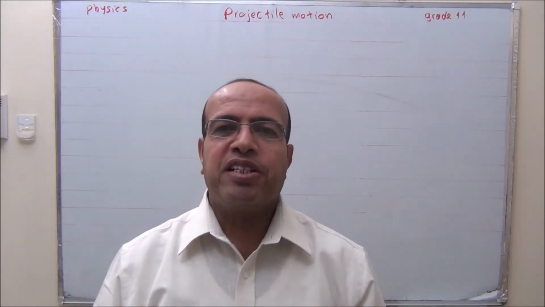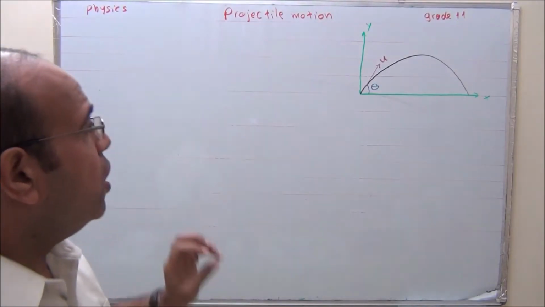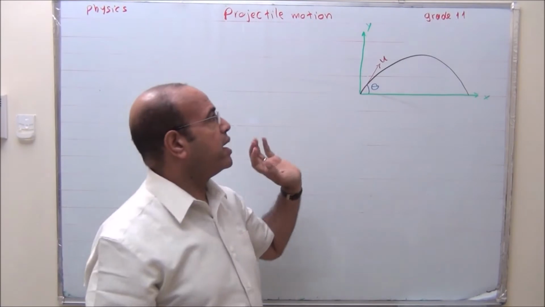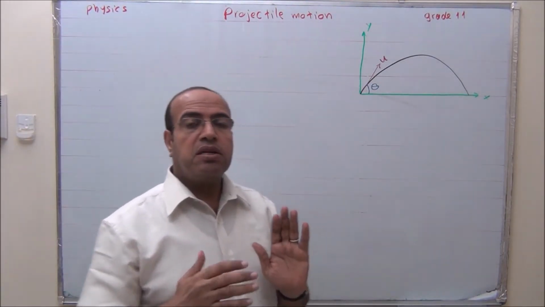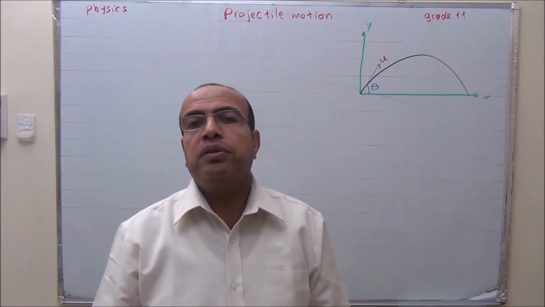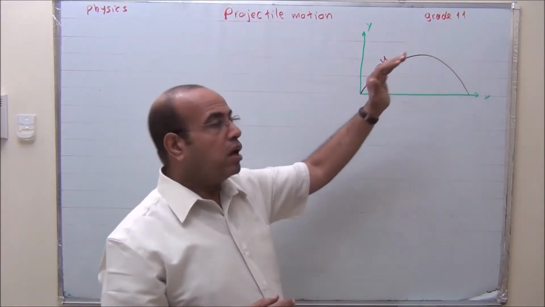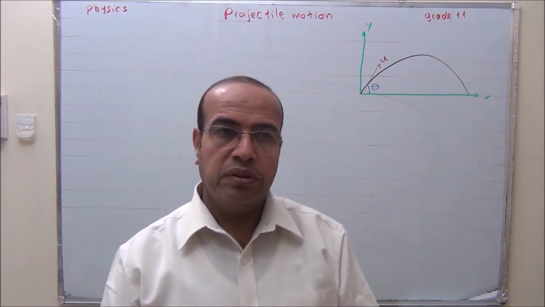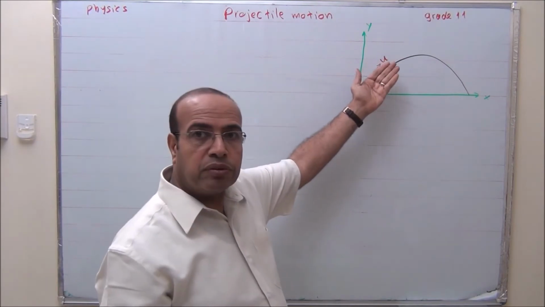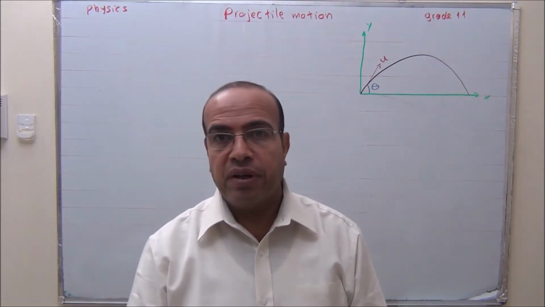Everyone, in this video I explain projectile motion. Let us start. When we project an object, ignoring resistance, the motion is in two dimensions, x and y. Here we have the initial velocity denoted by u, and the angle of projection, which is denoted by theta.